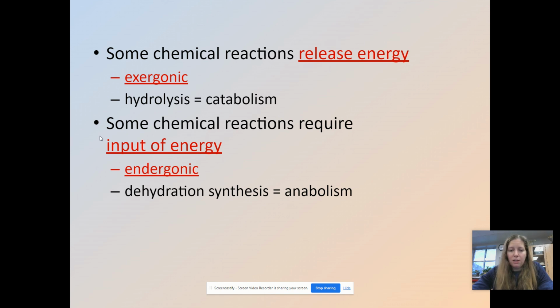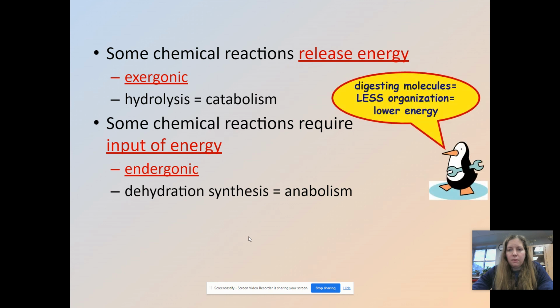So when we make and break those bonds, we end up having to put more energy in than what we're going to get out. And that would include anything where we're making more complex molecules: dehydration synthesis and anabolism. Another way to think about this is that if you're taking molecules apart, making them less complicated, there's a lower amount of organization that those products are going to have. It takes less energy to be in a less organized state, and so energy ends up being released.